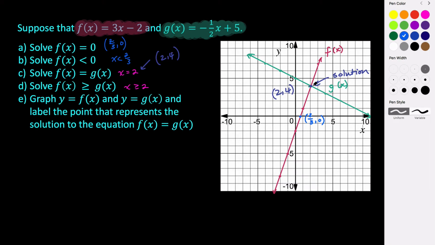We can see again that our graph is equal here, and we can see that from 2 to the right, from all values of x greater than or equal to 2, our graph of f of x is above the graph of g of x, right? f of x is above g of x. So for those values, it's greater than or equal to g of x.